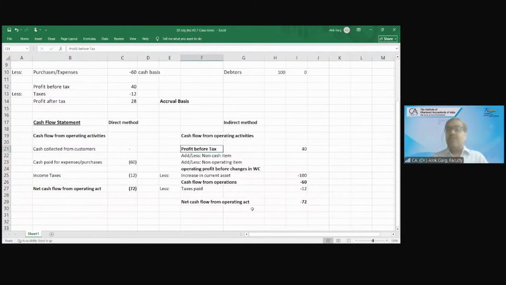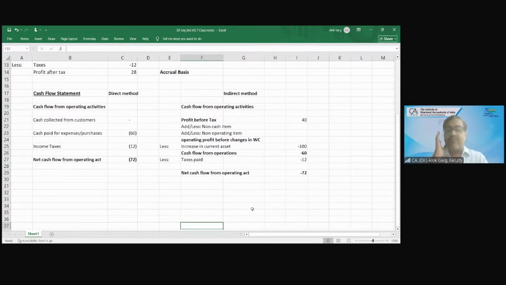Very good. So friends, we understood why the statement of cash flows is important. We are already aware that there are two methods, direct method and indirect method. And there are three activities: operating activity, investing activity, financing activity. The entire cash flow in the business, cash inflow as well as cash outflow, is bifurcated into three categories.